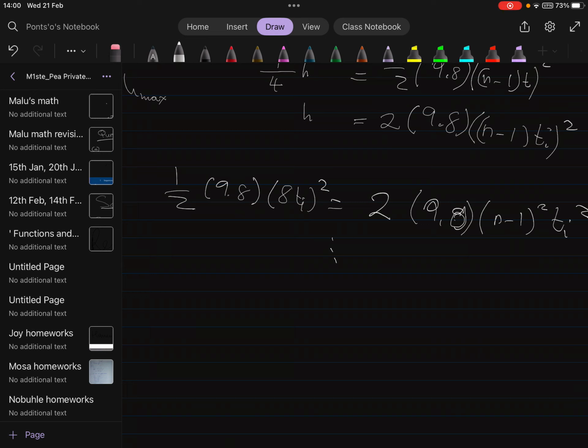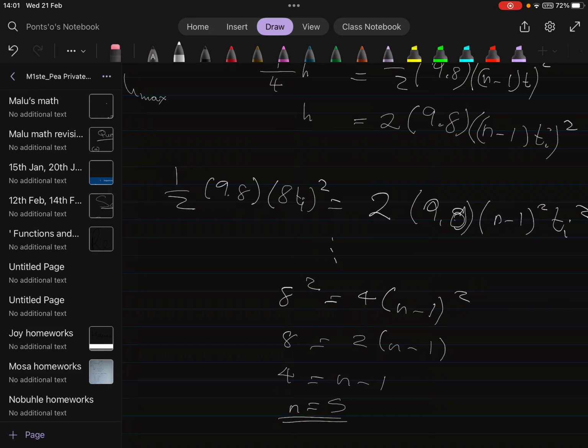I'm just following the learning guide here, but doing the math, we will have a situation where 8 squared equals 4 into n minus 1 squared. That becomes 8 is 2 into n minus 1. Then 4 equals n minus 1 and n equals 5. So in other words, the fifth ball is at 3/4 of the height of the tower when the first ball strikes the ground.